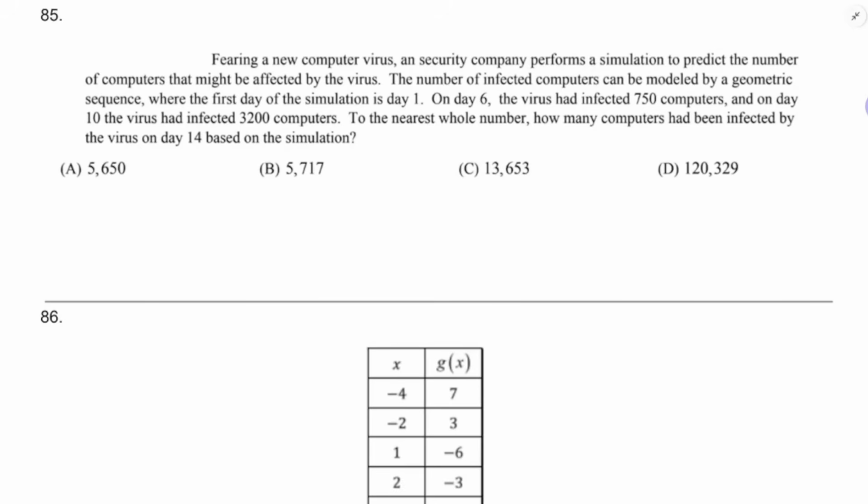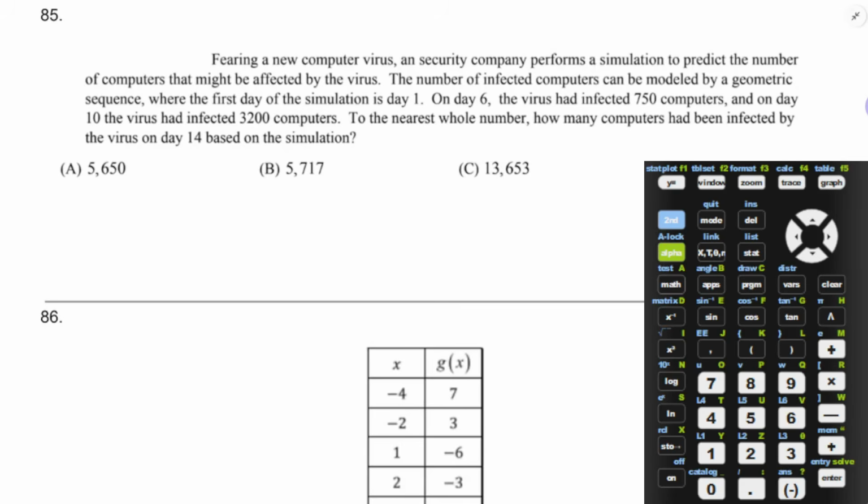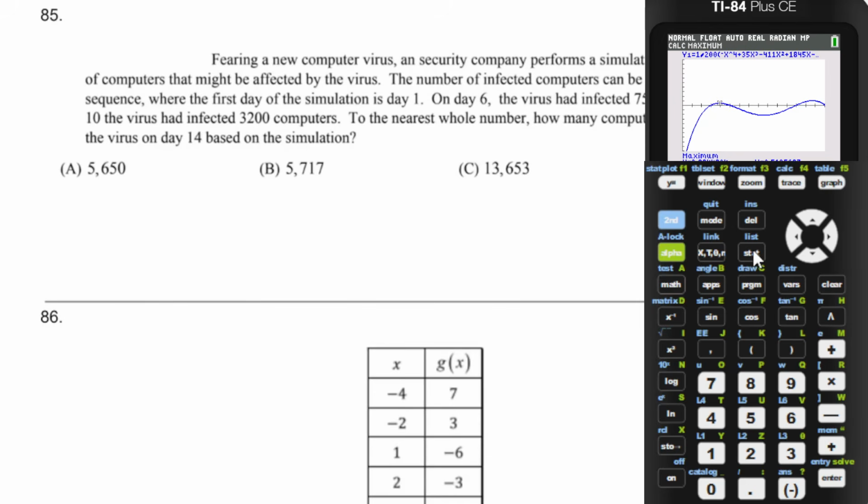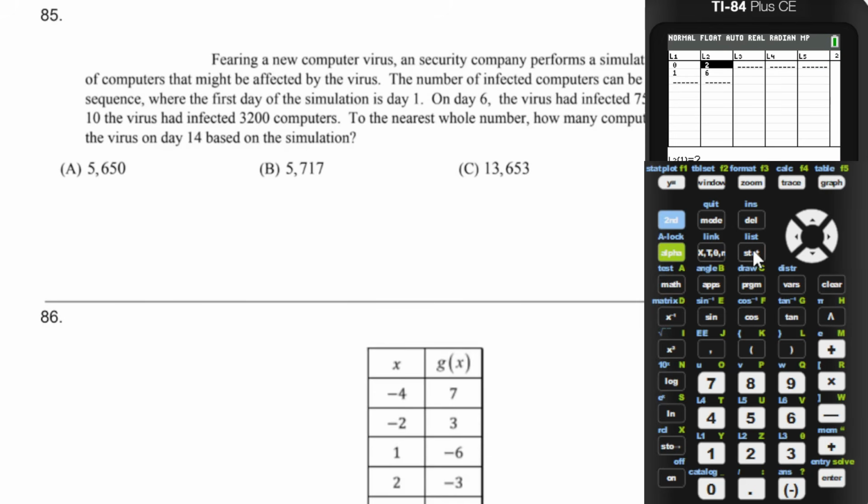All right, so on day 6, we had 750. Let's do an exponential regression. We've got a calculator anyway, right? Okay, so I'm just going to edit the lists that told us about day 6, and then day 10.